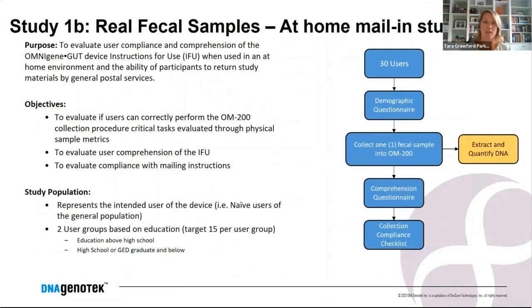In the second arm of Study 1, we evaluated user compliance and comprehension of the IFU when used in an at-home environment. Importantly, this study was also set up to assess the ability of naive participants representing the general population to mail back study materials via General Postal Services. In this arm, we targeted 30 participants split across 2 user groups based on education level, which are the same education levels that we had in Study 1A, education above high school, and high school or GED graduate and below.